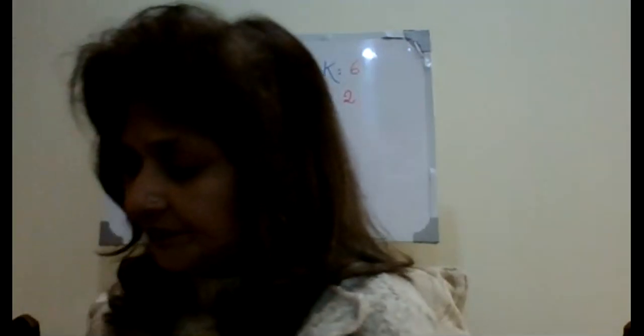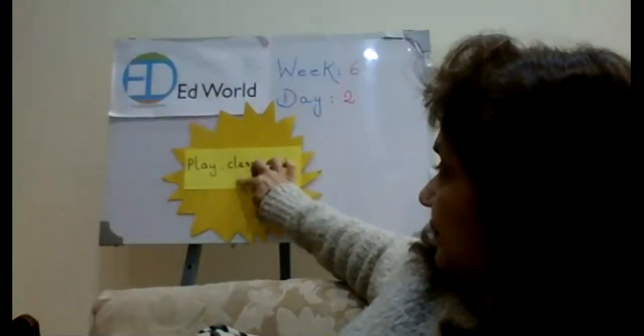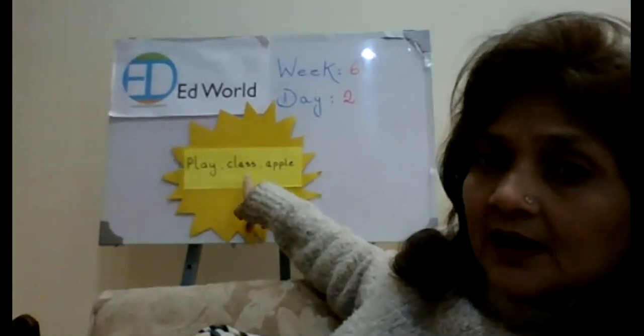Apple, class, and play. Right? Okay, just a moment. I forgot to put tape on this. Okay. So apple, class, and play is the sequence in which we are going to arrange these words. So apple, then class, and then play. This is how we arrange them in alphabetical order, right?